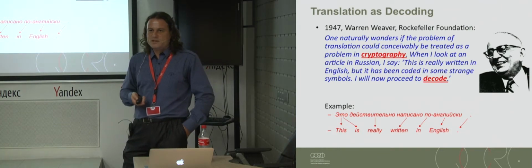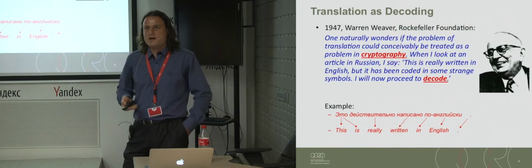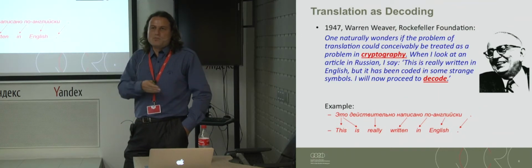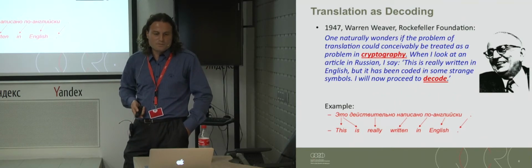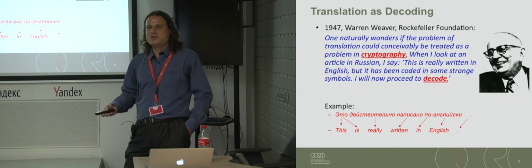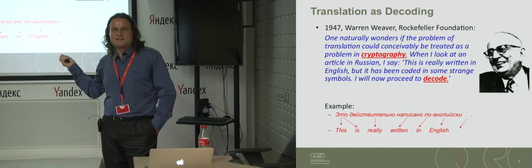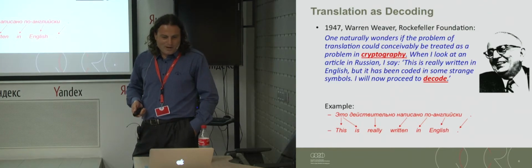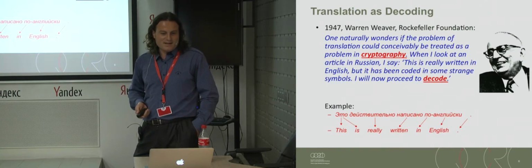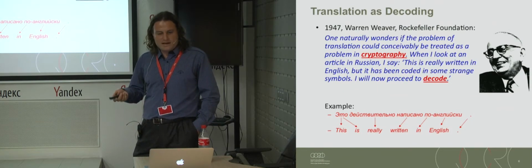He essentially abandoned his research on creating the computer at the University of Iowa and moved instead to cryptography during the war and never returned to this research. So with all this background and with all this research in cryptography, people thought that maybe machine translation can be seen as a cryptography task. This is what Warren Weaver said: when I look at an article in Russian, I say that's really written in English, but it has been coded in some strange symbols. I will now proceed to decode.